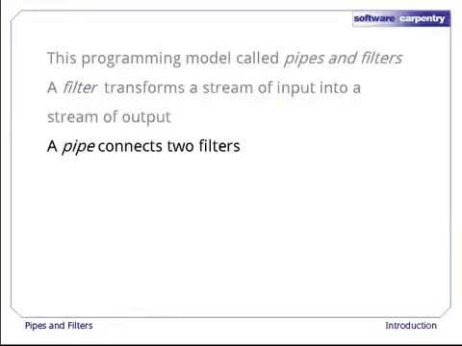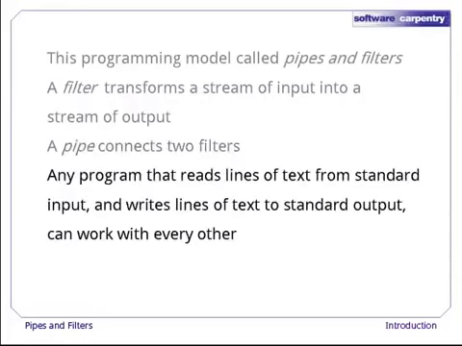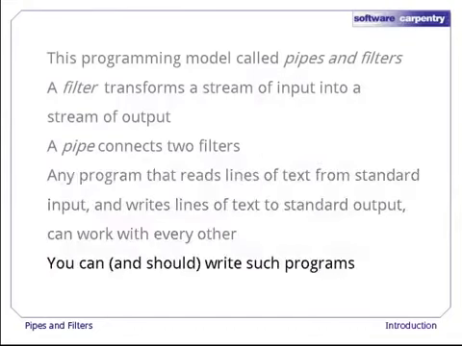A pipe is just a connection between two filters. Behind the scenes, the computer may do some clever things to move data around, but from the user's point of view, all a pipe does is move bytes from one process to another. The key is that any program that reads lines of text from standard input and writes lines of text to standard output can work with every other program that behaves this way as well. You can and should write your programs this way so that you and other people can put those programs into pipes to multiply their power.